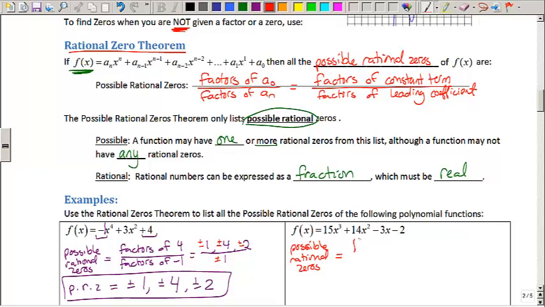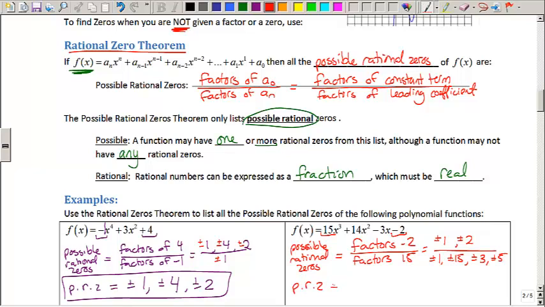rational ones, which means I'm going to take the factors of -2 and divide them by all the factors of the leading coefficient 15. It's always the factors of the constant term divided by the factors of the leading coefficient. The factors of -2 are plus or minus 1 and plus or minus 2. The factors of 15 are plus or minus 1, 1 times 15, 3 times 5, so plus or minus 3 and plus or minus 5. And that looks like it's it.